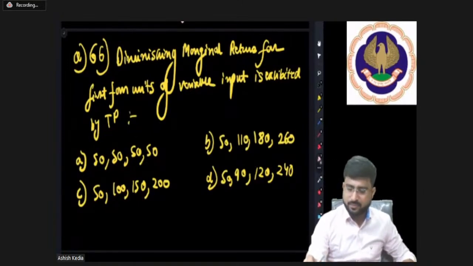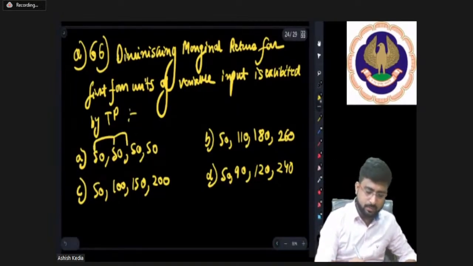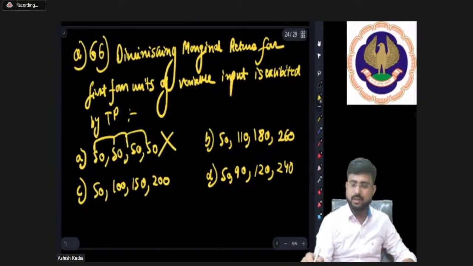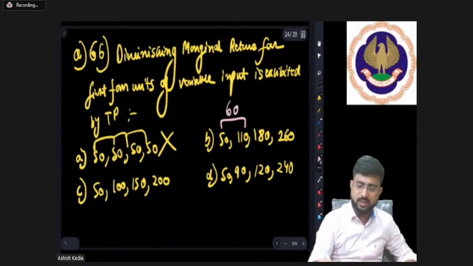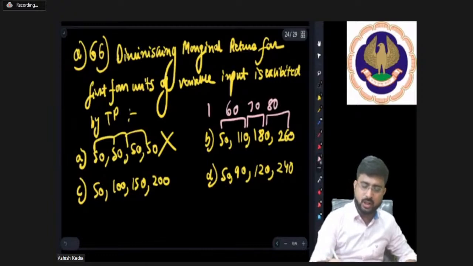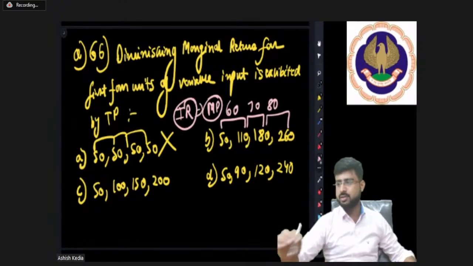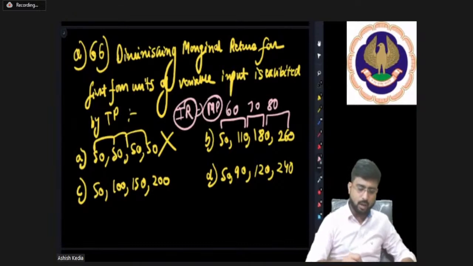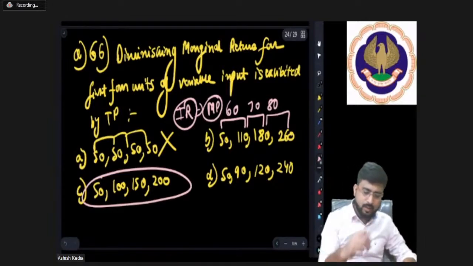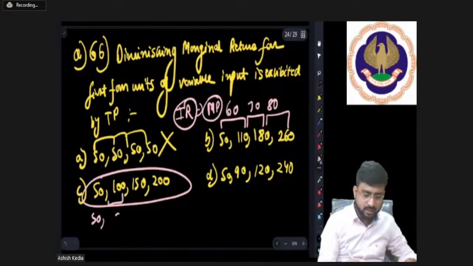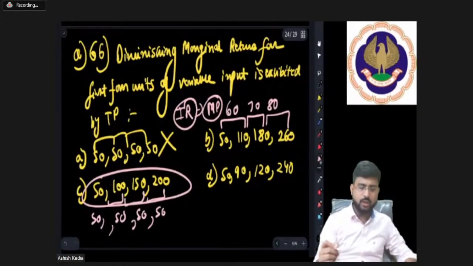See guys, here it is the same. There is no change, so this cannot be the answer. Forget it. Here, first total product is rising by 60, then by 70, then by 80. So marginal product is constantly rising. This is increasing returns. So stop there, it's not the answer. See this one. Here it's 50, rising by 50, rising by 50. This is constant returns. No rise, no fall, nothing.